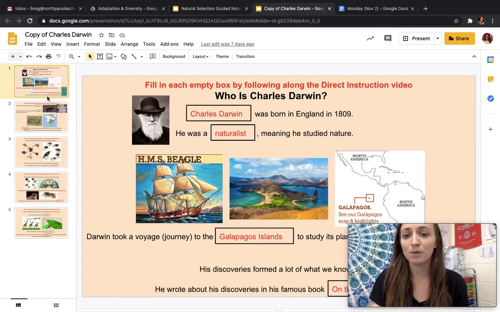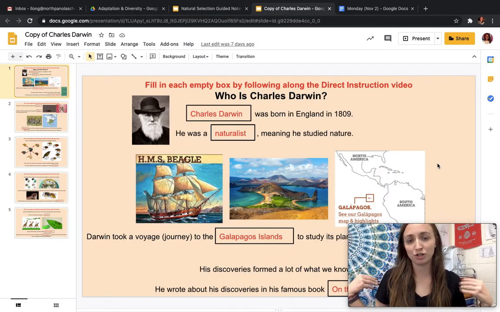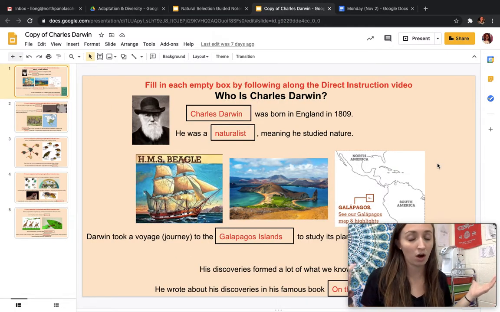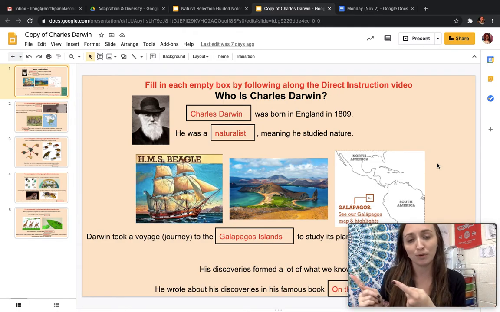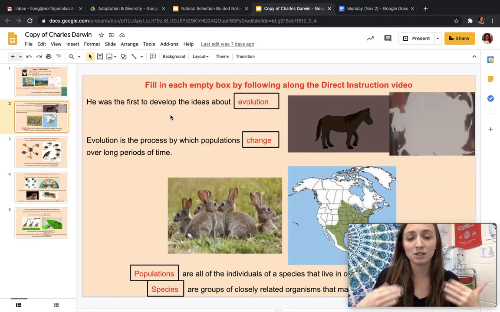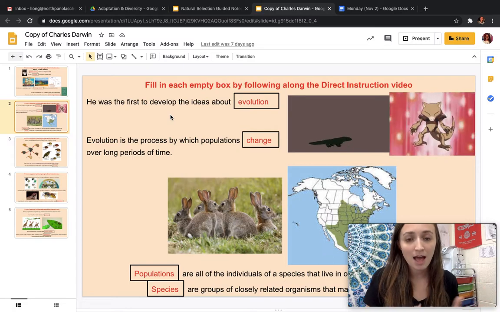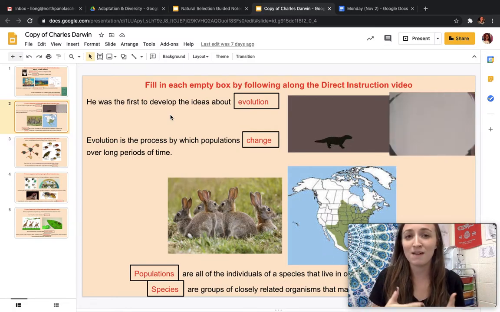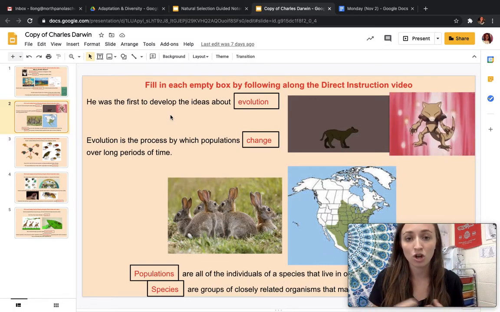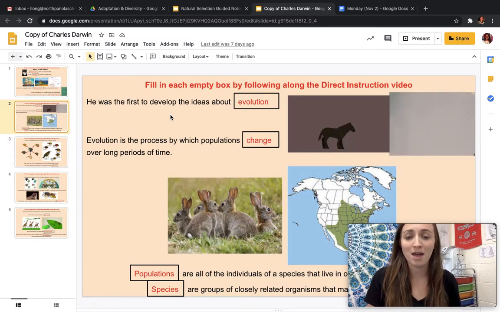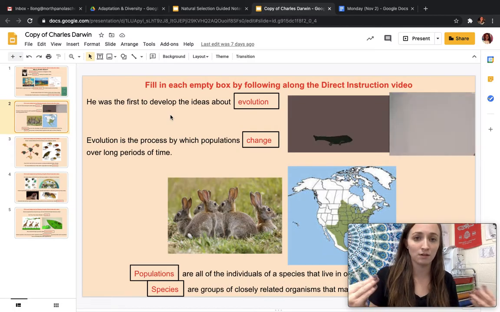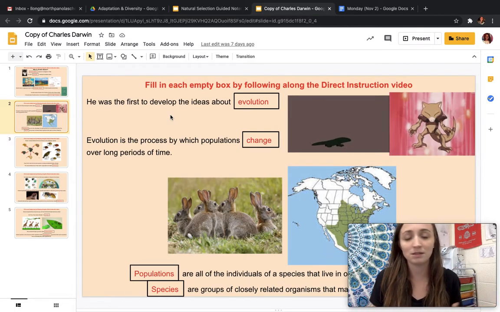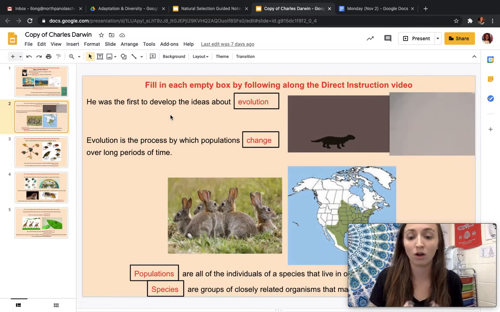So on Thursday, we talked about this man named Charles Darwin from England. He was born a long time ago in the 1800s. He is a guy who studied nature in the Galapagos Islands, and he talked a lot about what we know today, which is called evolution. Evolution is where we get the word evolve, which means change. So evolution is just talking about how a certain population will change over a long period of time. And I'm talking like thousands to millions of years, a long, long time.